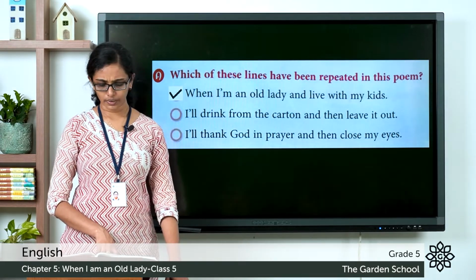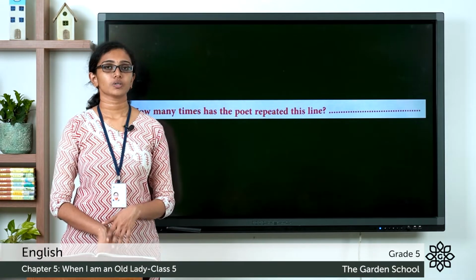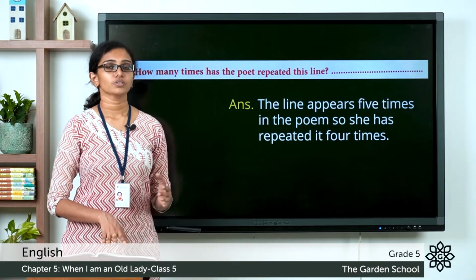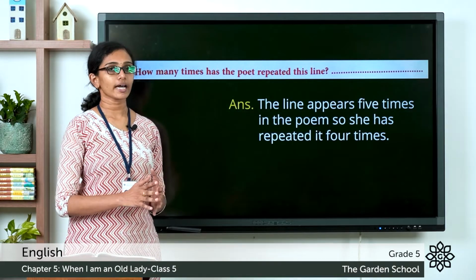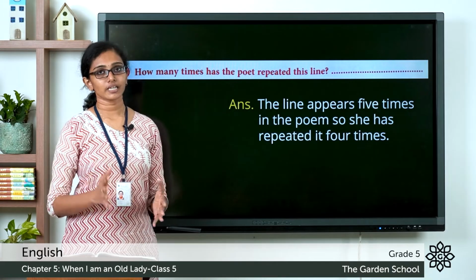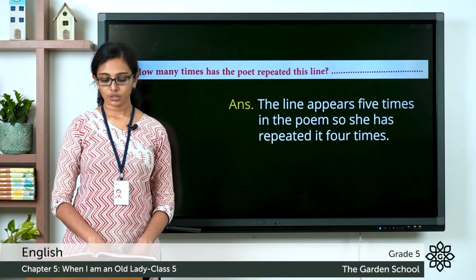Now, let's see the next question. How many times has the poet repeated this line? So, in the poem, you can see this line 5 times. It is given 1 time and then it is repeated 4 times. So, the line appears 5 times in the poem. So, she has repeated it 4 times. Let's see the next one.